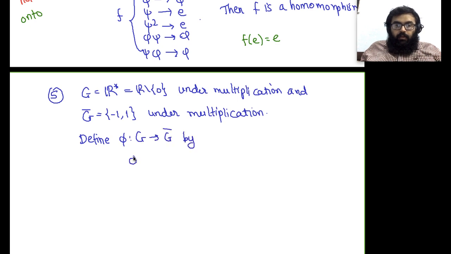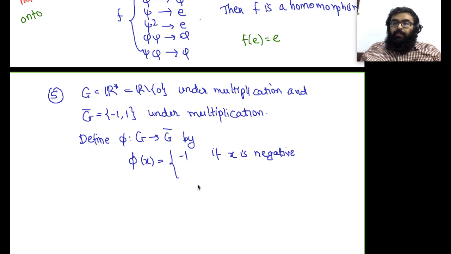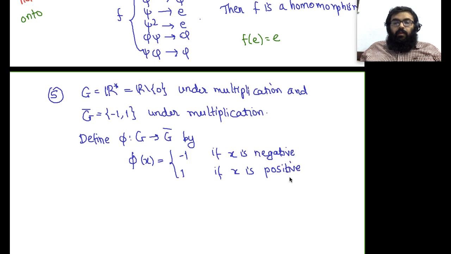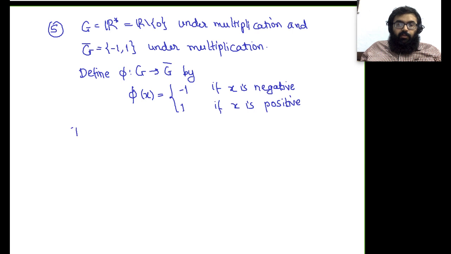By phi of x we are taking minus 1 if x is negative, and we are defining it on the fact that multiplication of two negative numbers is again a positive number. So here we are taking minus 1 because minus 1 into minus 1 is 1. For a negative number we are just taking the sign, so minus sign, so we take it minus 1. And for a positive number the sign is plus, so plus 1. So if x is positive, then phi is a homomorphism.